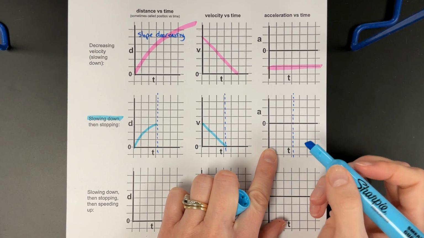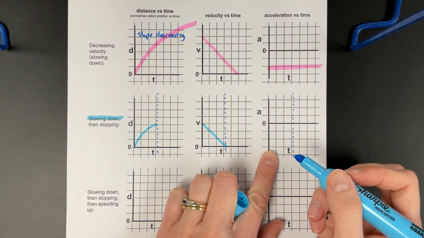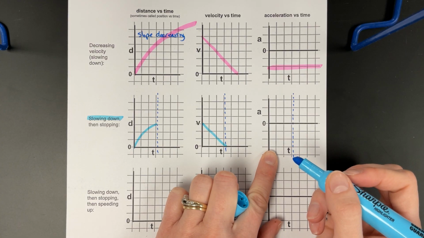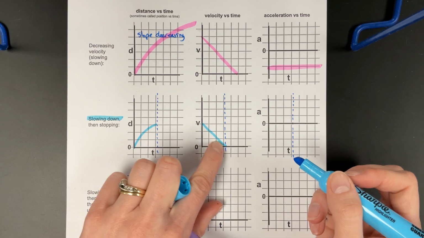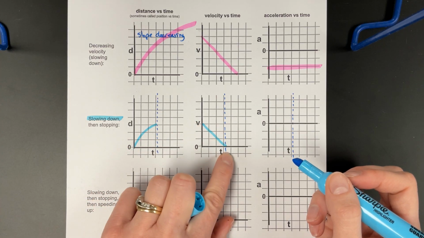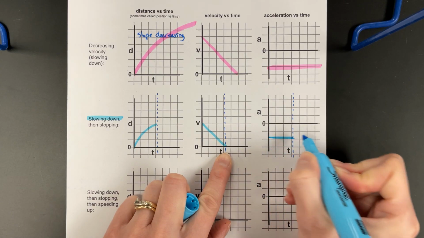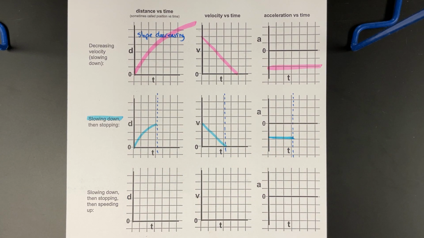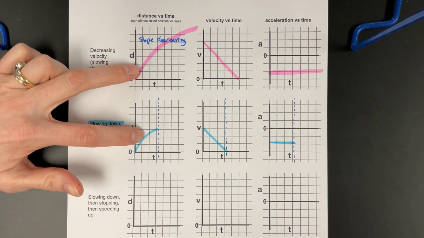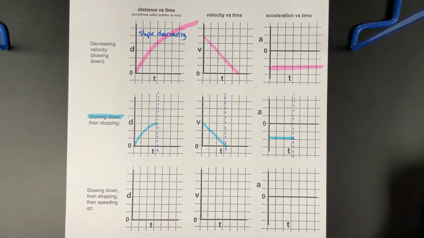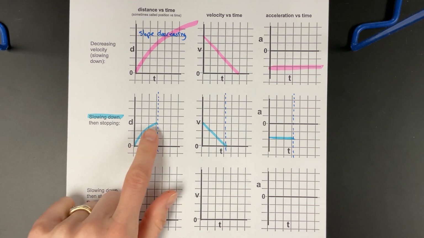What does that look like on an acceleration graph? Well, if I'm slowing down, my slope on the velocity graph is negative, which means my acceleration is negative. So far, this first part of the motion, doesn't that match exactly what we did up above? Yeah. Okay, what about stopped?